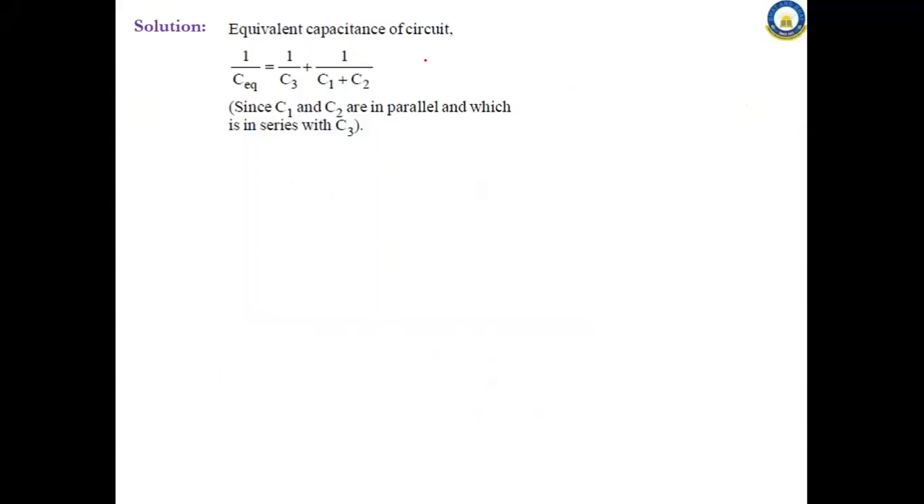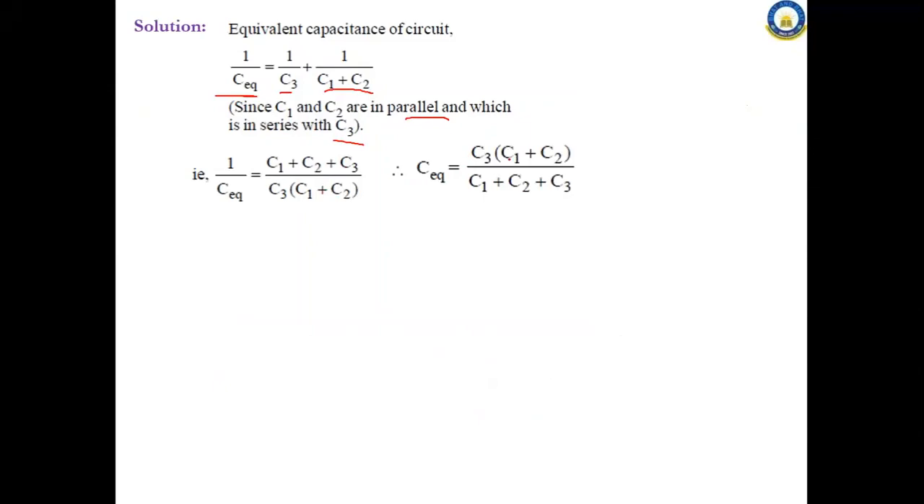See, equivalent capacitance of the circuit. Here, C1 and C2 are in parallel, with C3 in series. So C1, C2 parallel gives C1 plus C2, which is in turn in series with C3. So the equivalent capacitance is 1 by C3 plus 1 by C1 plus C2. Then we simplify this, a mathematical simplification step, taking the common denominator. So C equivalent will be C3 into C1 plus C2 divided by C1 plus C2 plus C3.